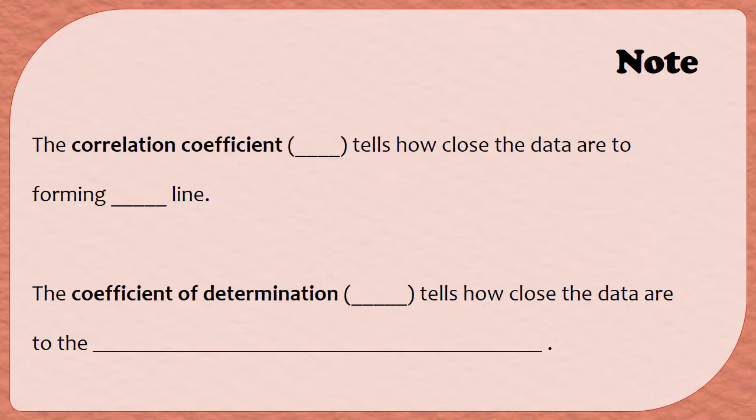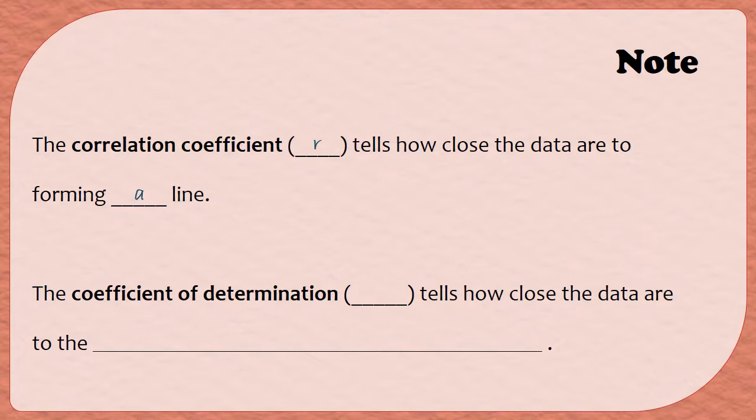But wait a minute. That kind of sounds like what r was supposed to be doing, right? R was what told us the strength of a correlation. So it's a subtle difference, but it's an important one. The correlation coefficient, which is r, tells us how close the data are to forming just a line. So are they close to a line? Great. R is going to be close to positive or negative 1.